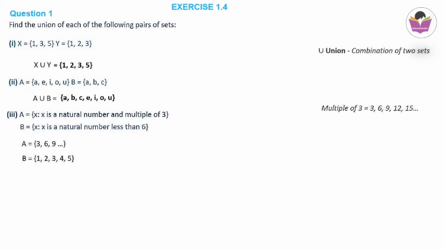Less than 6 means only up to 5. Okay, remember that one. So 1, 2, 3, 4, 5 are the elements. Then when you are going for A union B, 1, 2, 3 is repeating in both the places, so only one time. A union B is equal to 1, 2, 3, 4, 5, 6, 9, then 12, etc. will be going here.